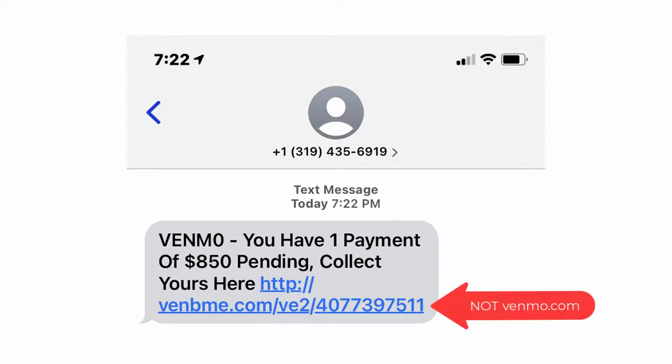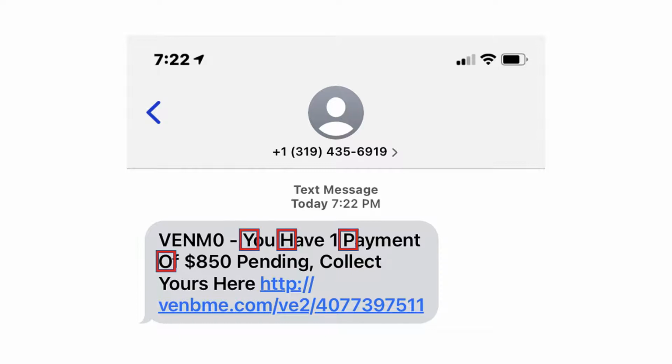First of all, this link down here to venbme.com, something from Venmo would be from venmo.com, not this link that I'm not familiar with at all. The second red flag is a big one, and that is I don't even have a Venmo account. And the third is this: if this is coming from a professional organization, the spelling and the capitalization is atrocious. Look at this, the randomly capitalized words that you'll never see on any kind of professional correspondence. And of course, the motivator for me to click on this is going to be free $850.